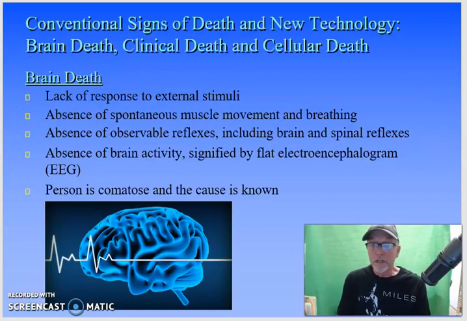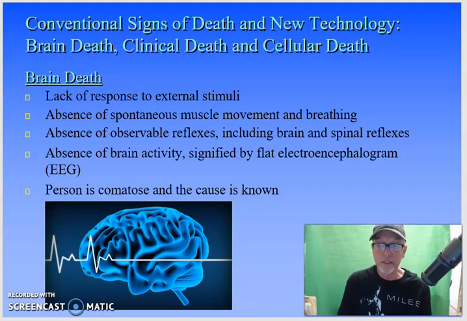So conventional signs of death and new technology includes three areas: brain death, clinical death, and cellular death. In brain death, it's defined as the lack of response to external stimuli. So the senses aren't registering. Sight, sound, taste, temperature, etc.